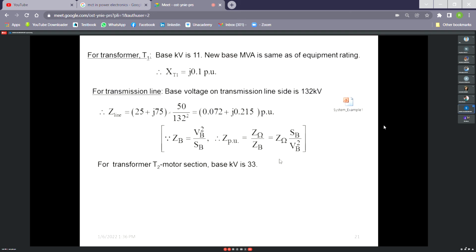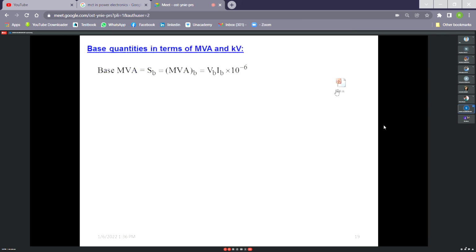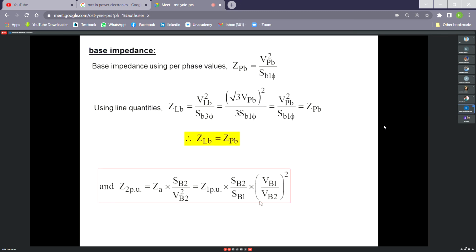Let me check. This impedance value here, only for base also you can calculate. In that case, this SB2 equals SB1. 0.2 into 11 by 10, 0.2 into 11 by 10 whole square. Okay, so in that way.